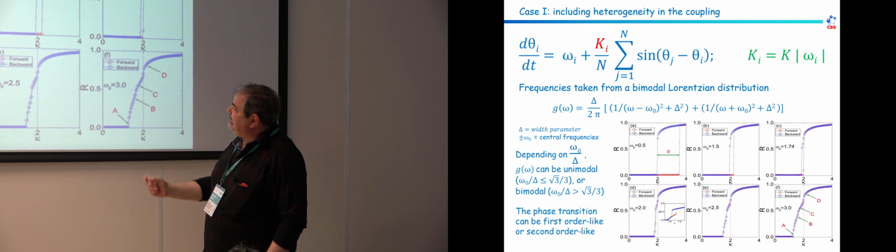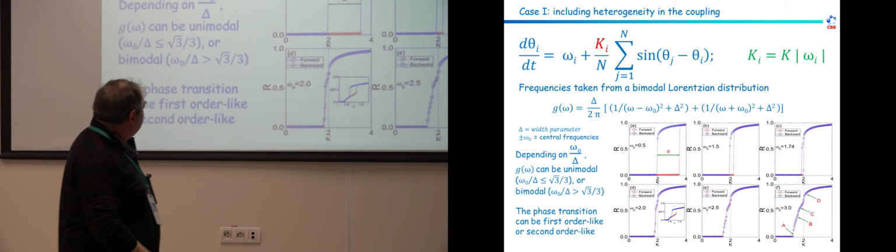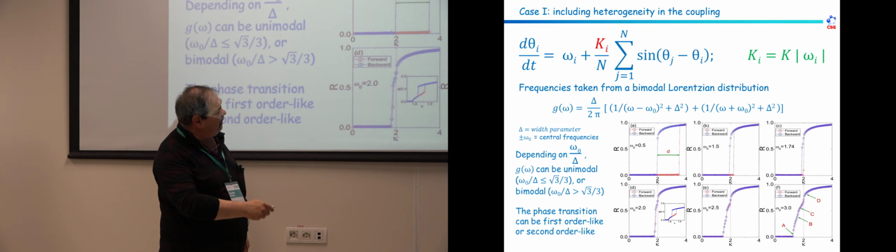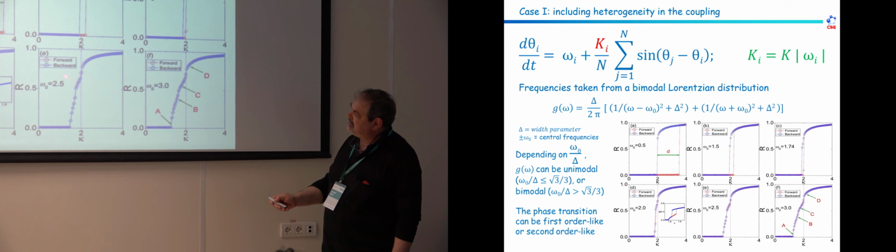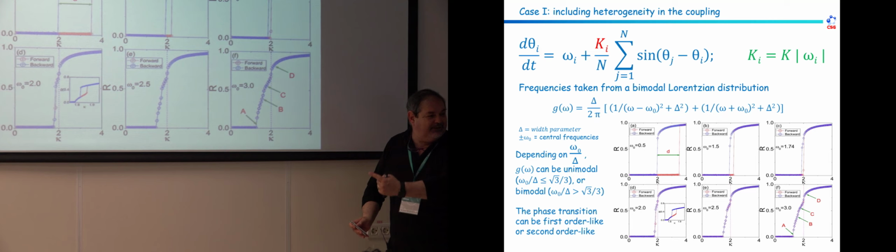distributions. So depending on this parameter, I can be first order, you see? With hysteresis or second order. And what I do now, I put myself exactly in the middle. I select omega 0 divided by delta here, so that if I move a little bit on one side, I am discontinuous. If I move a little bit on the other side, I am continuous. Correct? Next.